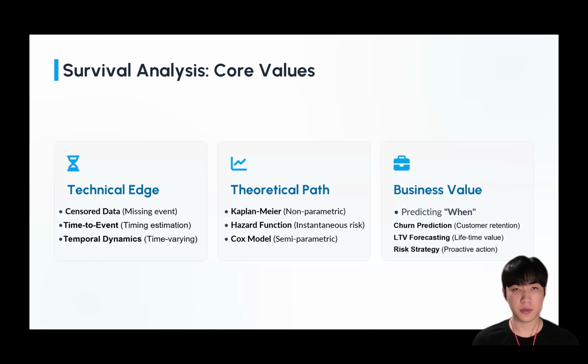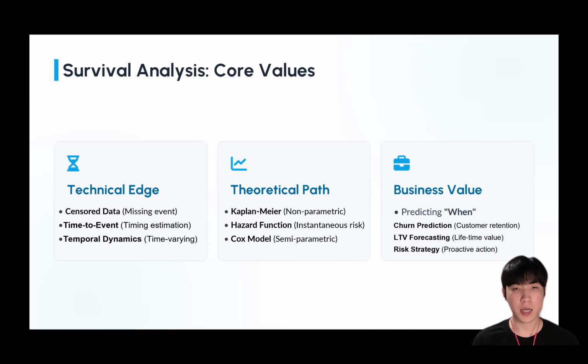Before we dive in, let's look at the core values of survival analysis. I have divided them into three perspectives. Technically, survival analysis is unique for handling censored data. This allows us to estimate the time to event, even with incomplete observations, which is the main difference from standard regression.